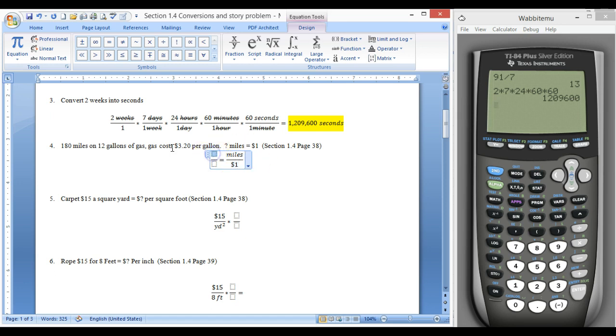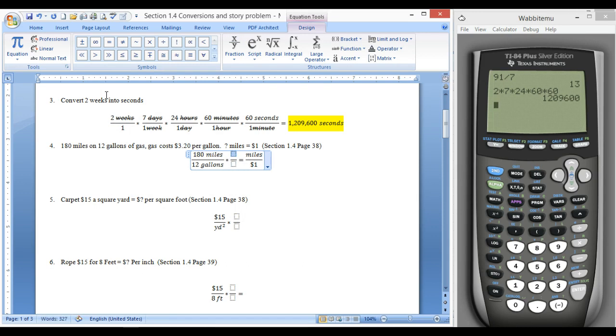So I'm going to come up here. I already know I have 180 miles and I want that on the top. I was told at the beginning as well that those 180 miles took 12 gallons of gas. All right, now I see that I have 12 gallons on the bottom, but I want dollars on the bottom. So I need to do some sort of conversion. So I'm going to times it by something.